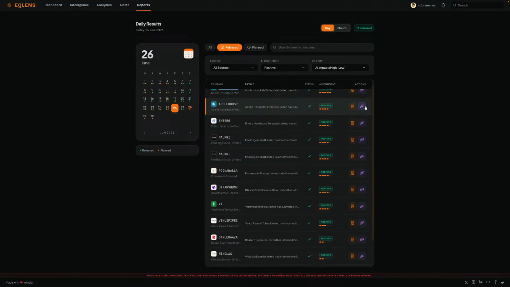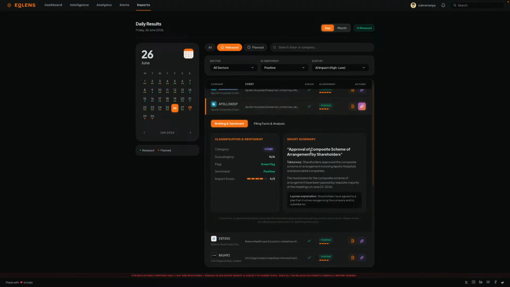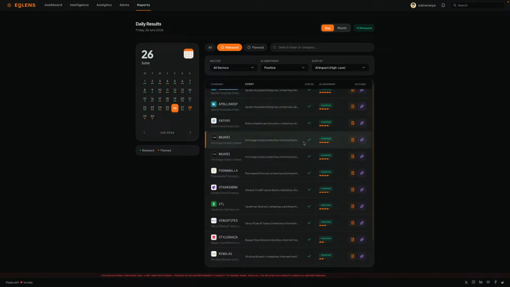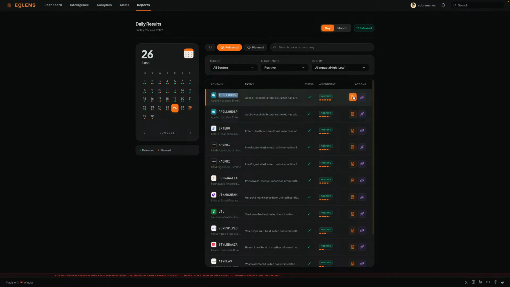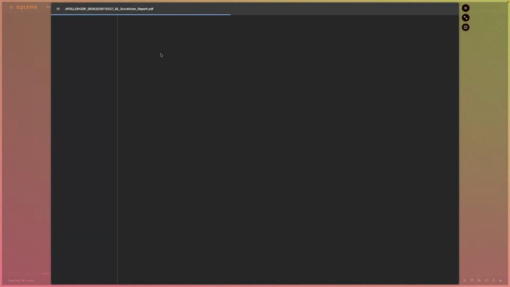Same Apollo Hospital again. What is it? Other approval of composite scheme for arrangement stakeholder. Okay, it ran twice. I'm gonna check the documents if there are two different documents.